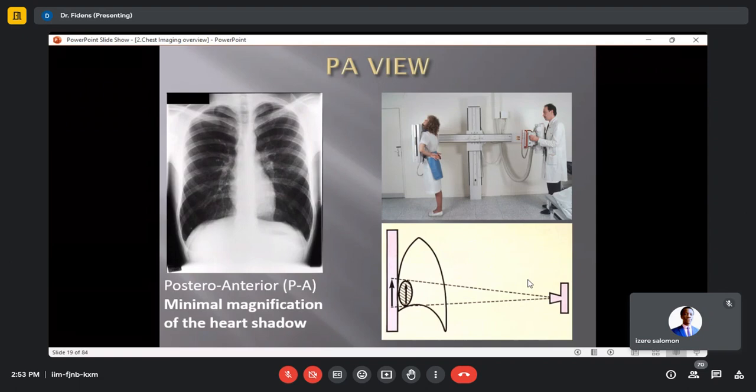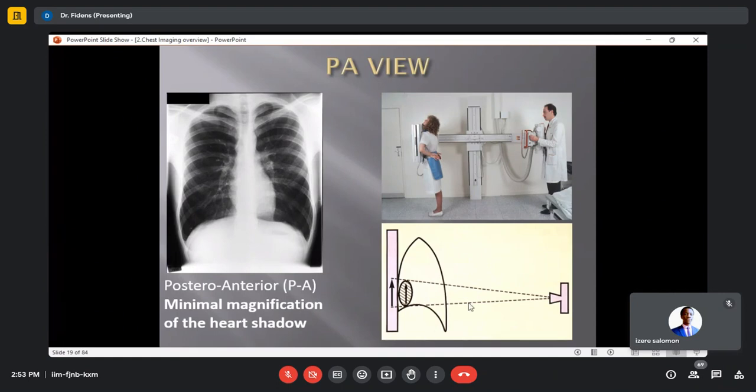What else? There is no magnification of the image. That's one of the main reasons for the posteroanterior view. Otherwise, you will see on anteroposterior how everything, the heart, the mediastinum, becomes bigger than normal. Is it clear?